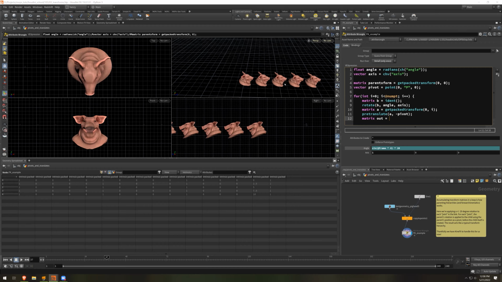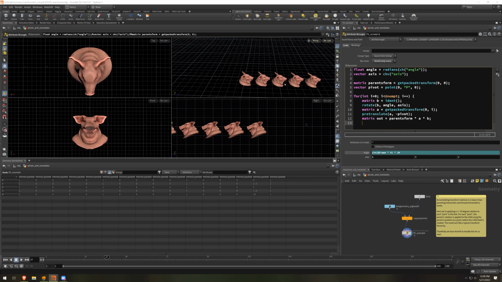So what we're going to do is multiply by the parent transform, so we're going to apply our parent's transformations. And then we're going to apply our own transformation, so our own packed transform again, basically moving it out of its parent space after we've done the original transformation. And then we're going to apply this new rotation to itself. So for each pig head, we step back, we apply the parent's transformation, we apply our own transformation again, and then we apply the rotation.